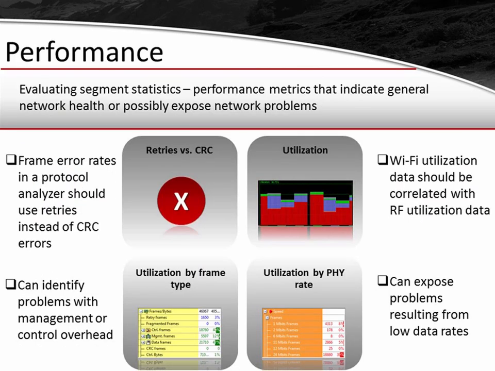Now, a couple of tips here as we get toward the end of our presentation. First of all, performance. I mentioned health metrics earlier, or health statistics, and one of the key things that we can do with a protocol analyzer is performance analysis. And we're looking for certain things like retries versus cyclic redundancy check, or CRC errors. So frame error rates in a protocol analyzer, we usually use retries instead of CRC errors.